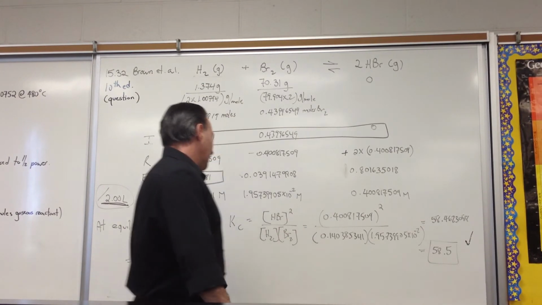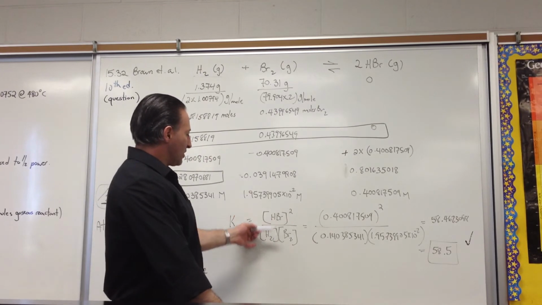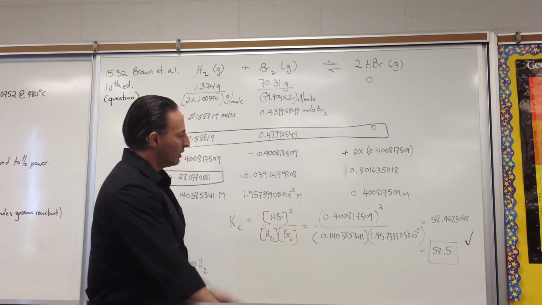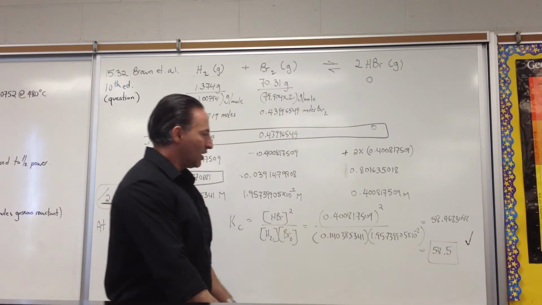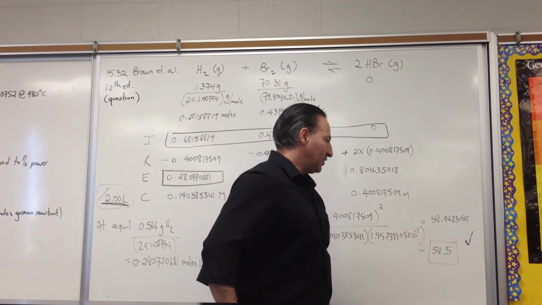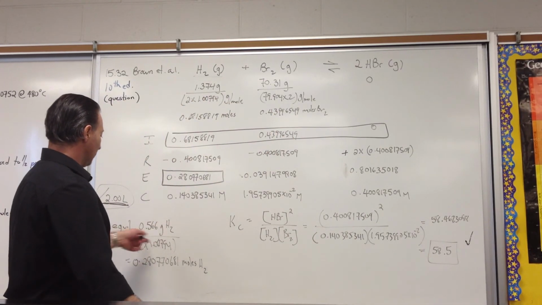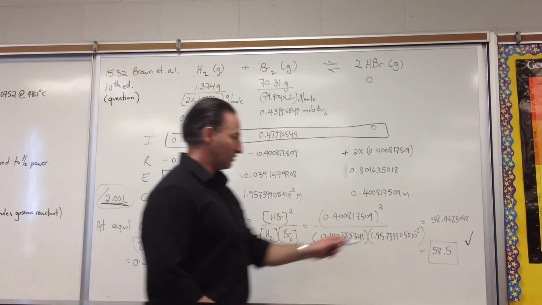And then we calculate Kc the regular way. Products over reactants, put this to the power of 2. These two are to the power of 1. Enter in the equilibrium concentrations, and we get a value of 58.5. We're only allowed 3 significant figures. This value is only 3 significant figures, so the final answer is 58.5.